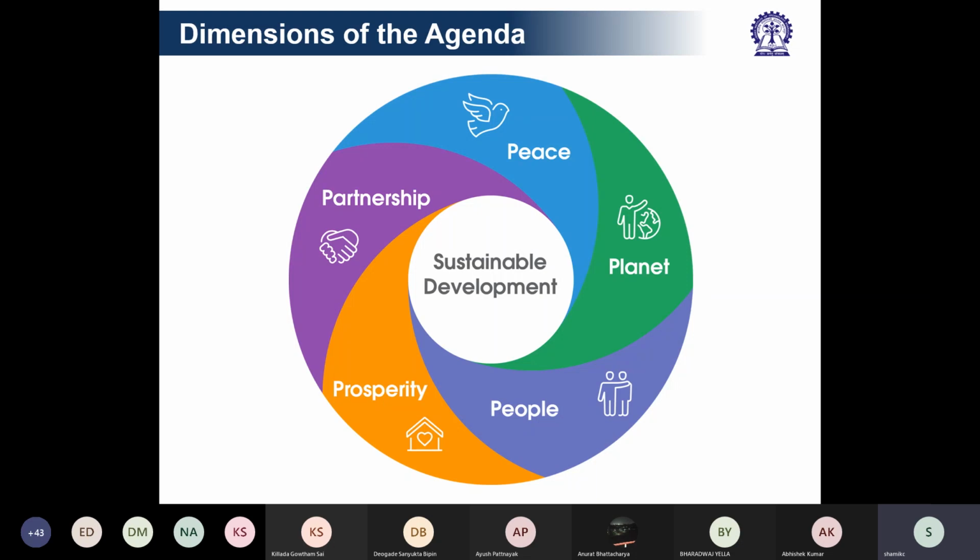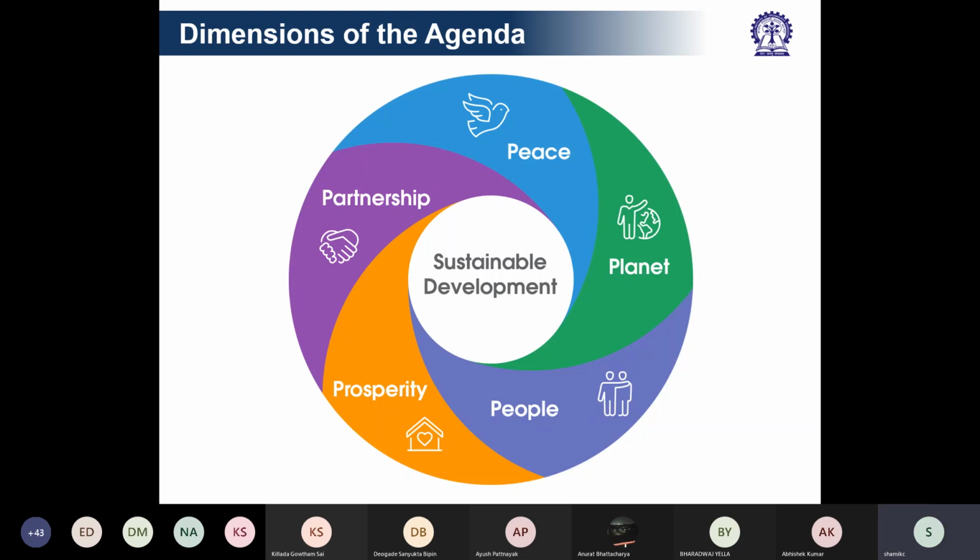Now that we have discussed all 17 SDGs, the 17 Sustainable Development Goals, what you need to realize is that at the heart of the 2030 agenda are five critical dimensions: people, prosperity, planet, partnership, and peace, also known as the five P's.